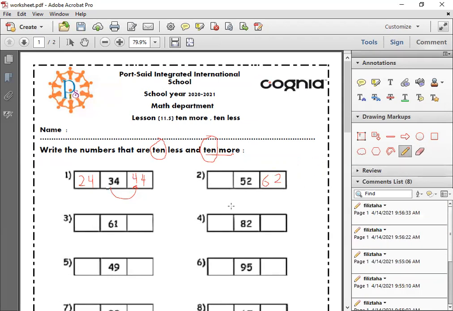Okay, I want to know the number that is 10 less than 52. 10 less means the ones will be the same, and you're going to find which number is 10 less than 50. Less than 52, sorry. So which number is less than 50? It will be 40. Okay?